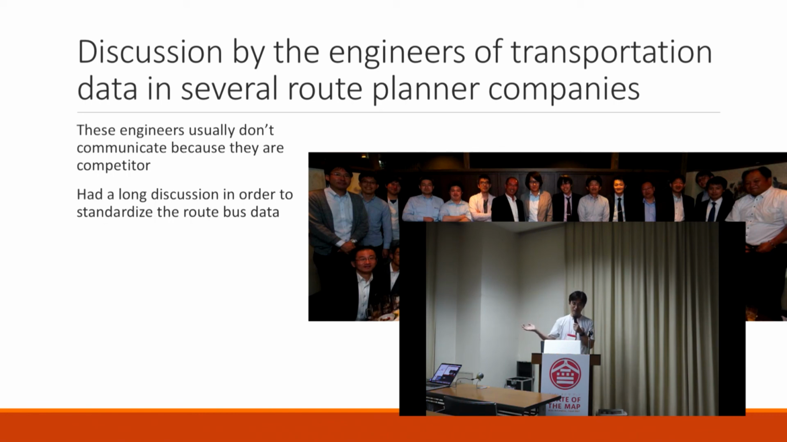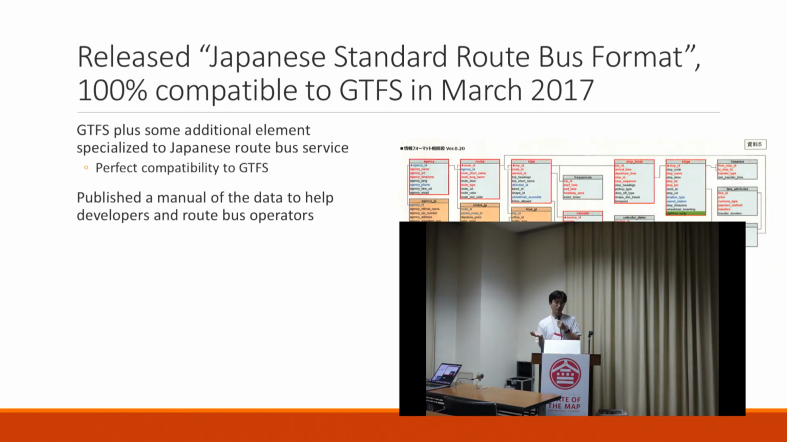some of them are competitors, so they do not often talk like that. But I asked them to come to the university, because this is the university, and this is freedom. There's no commercial system, so we can share anything. So we shared pizza and food and drink together, and we talked a lot about the route bus data by breaking the border of the competitor. And finally, we proposed the Japanese standard route bus format.